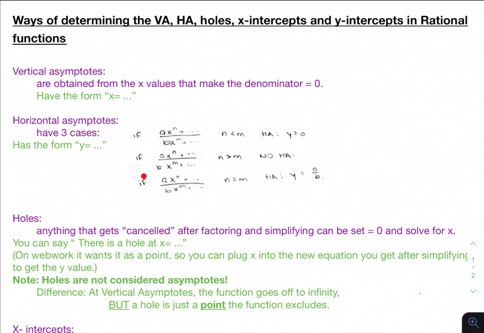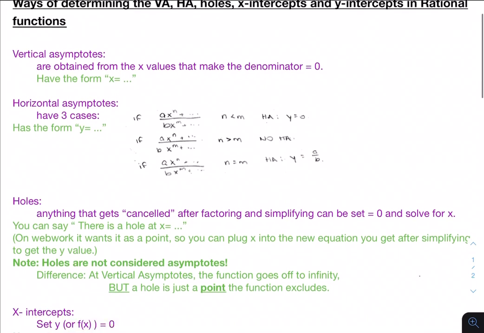In the other case, if the numerator's degree is bigger than the denominator's degree, then there is no horizontal asymptote. If they are equal to each other, if they have the same degree, then your horizontal asymptote is y equals a over b. You just take the leading coefficients and divide them by each other.